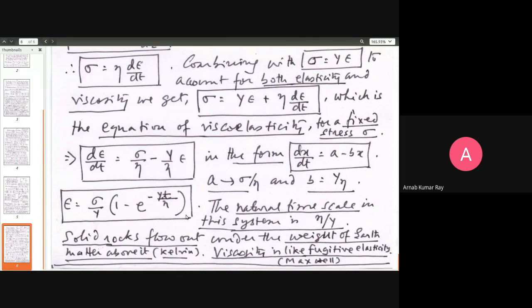Usually you would think that when you want to make things flow, you'll have to apply high temperature, I mean, heat it up and take it to a very high temperature. Thereafter, it will melt and flow. But even very high pressure can make solid material flow. So this is one such example. Solid rocks will flow out under the high pressure of all the earth matter piled up above it.